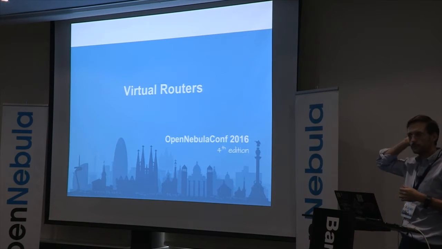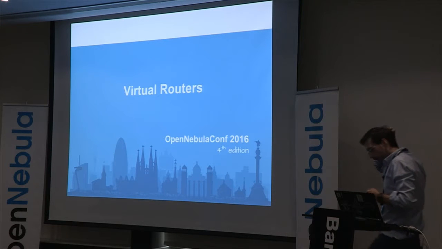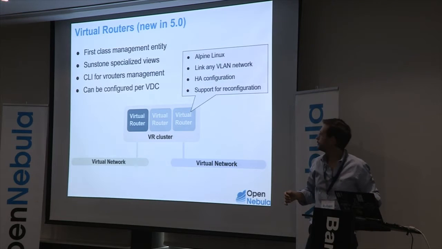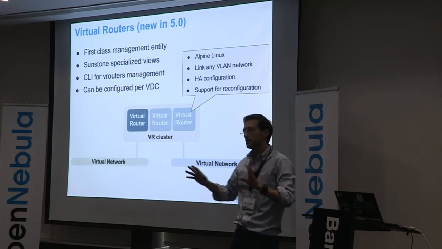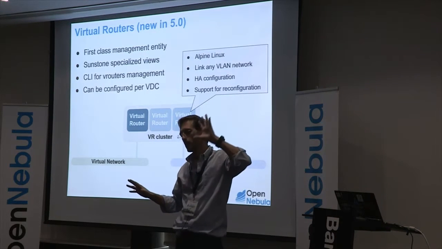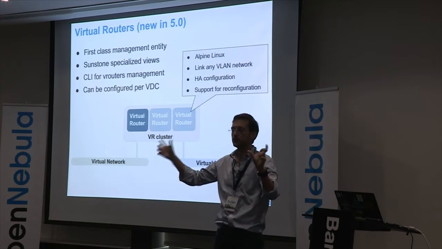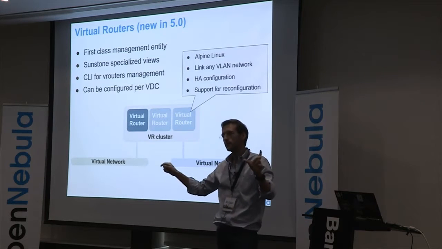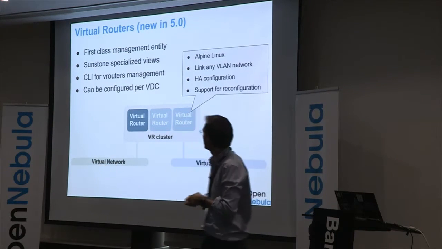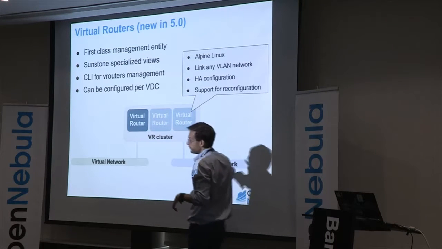We are going to start with virtual routers. This is a 5.0 feature. What's the idea? I know how to create a virtual network and how to implement it, but sometimes I need to route traffic between two different virtual networks because I want to interconnect them, because they are implemented with different technologies.